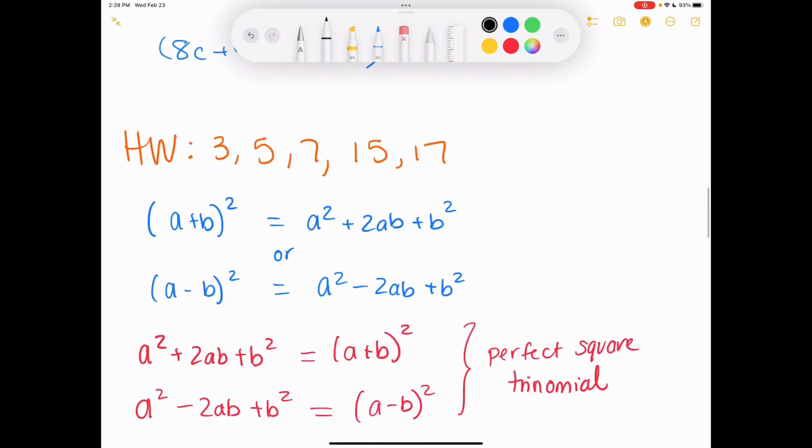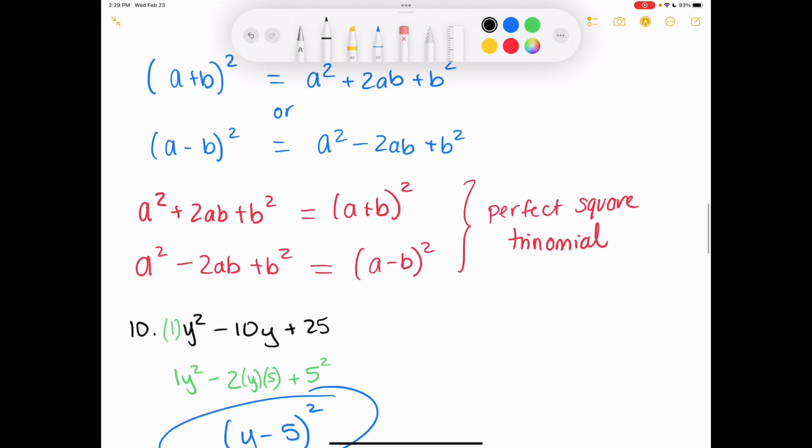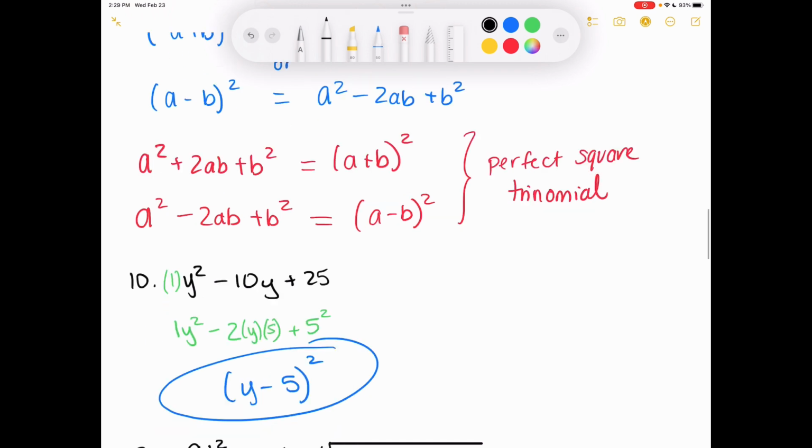Then yesterday we saw what happens when we have something like what's written down here in red: a squared, and then plus or minus, depending on the case, 2ab plus b squared, and then respectively, it would either be a plus b squared or a minus b squared. We call that a perfect square trinomial. So we've just been factoring to this point. Now it says to solve the equation. You do the same thing, factoring, then you set each piece equal to 0 and solve it.